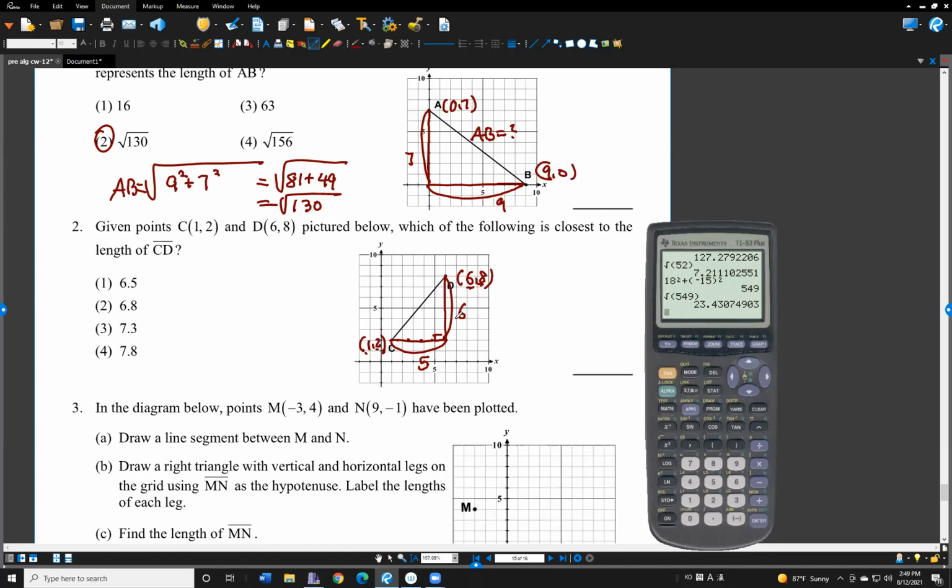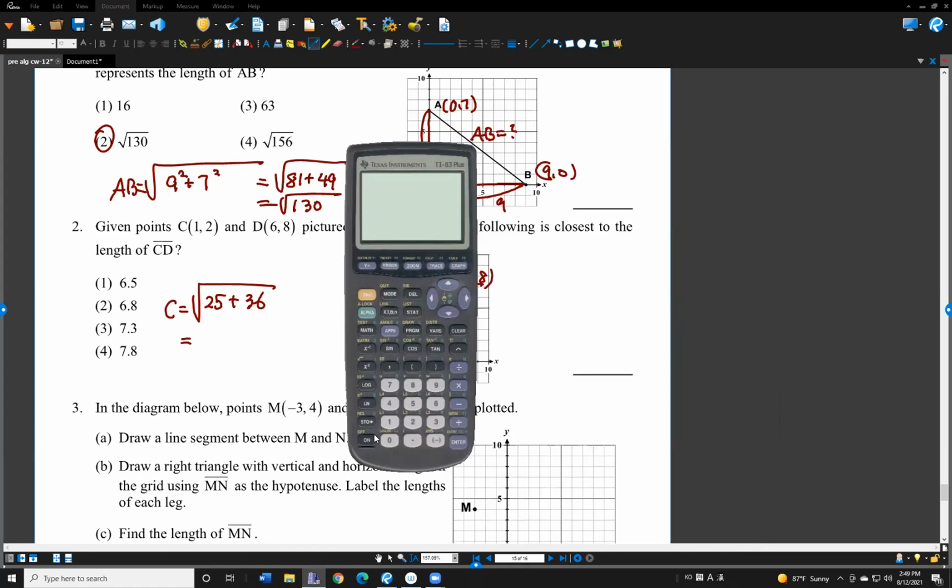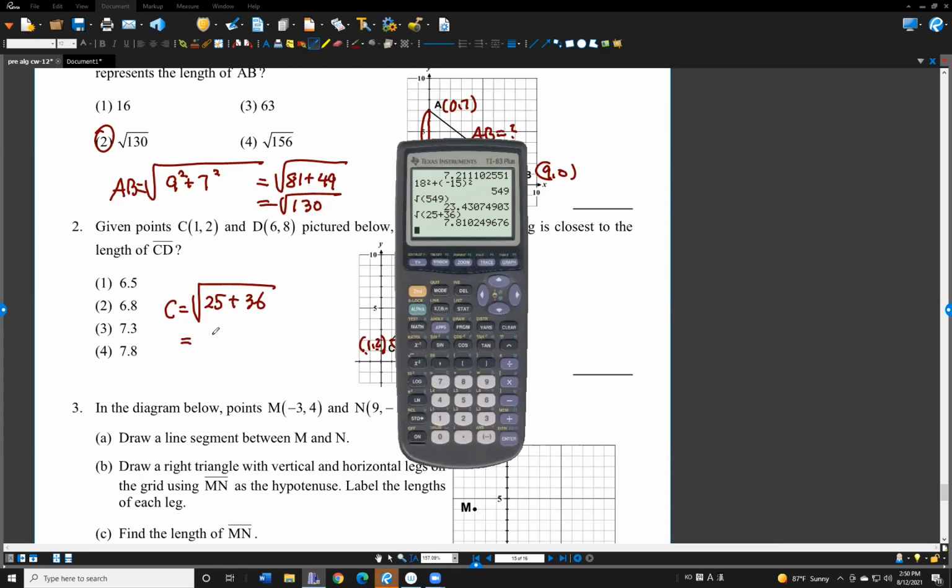Now, from the graph, you can measure the horizontal length and the vertical length, right? So, the hypotenuse, this is C. C equals how much? Square root of 5 squared plus 6 squared, 36. That is the length of C, okay? So you can use the formula over here, square root of 25 plus 36. That's it. 7.8 is the answer.